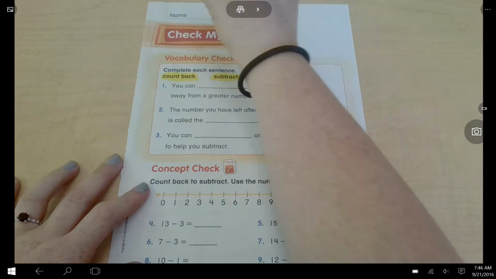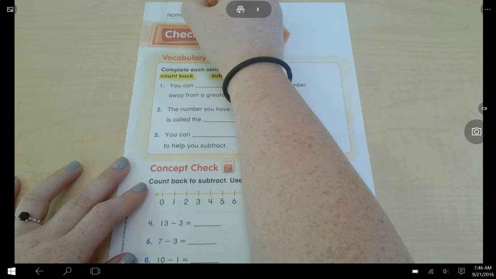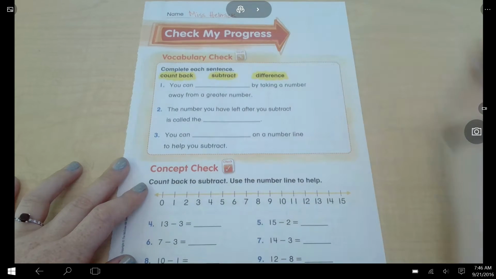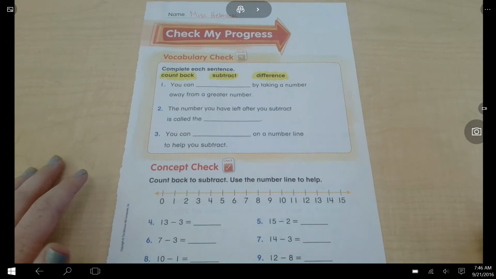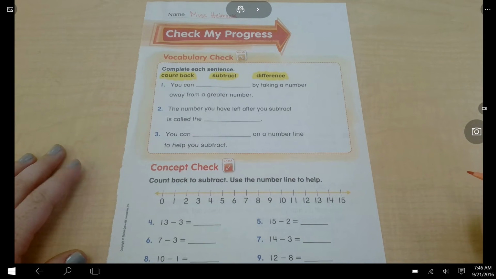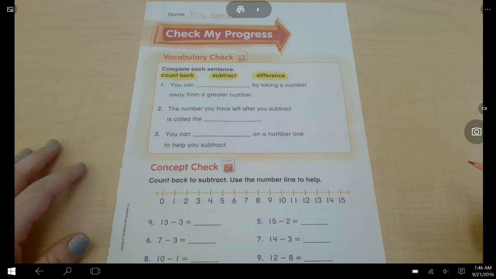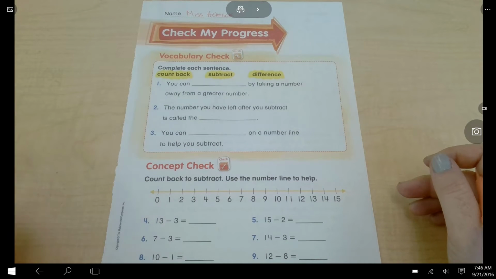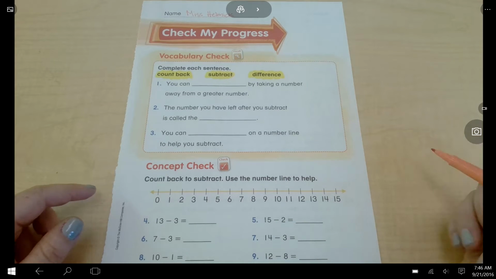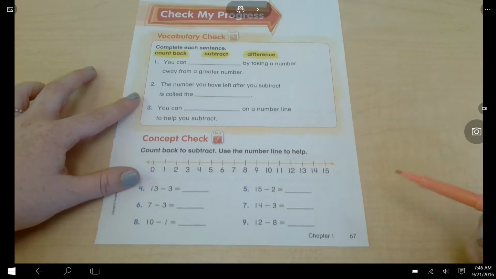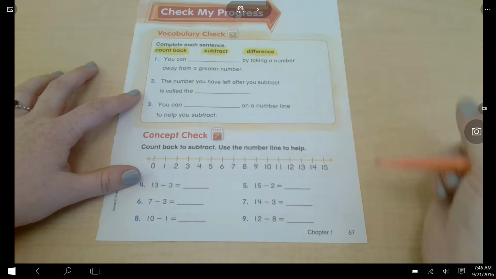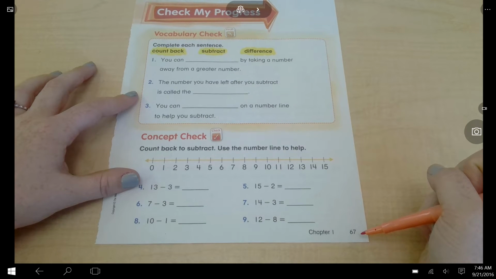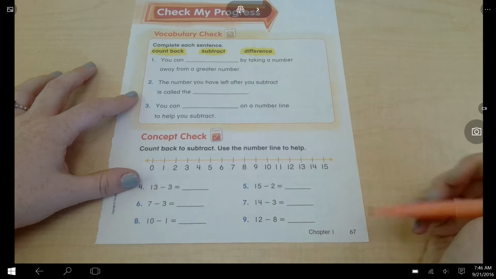First thing you should always do, put your name at the top of your paper. We're going to check it as a class. People who are willing to share their answers will get dojo points for participating, so make sure you work diligently. That means you work hard to get done so you can earn some dojo points. Vocabulary check is page 60, or the Check My Progress is page 67. It was on your math station chart, but I'm going to circle it for you.